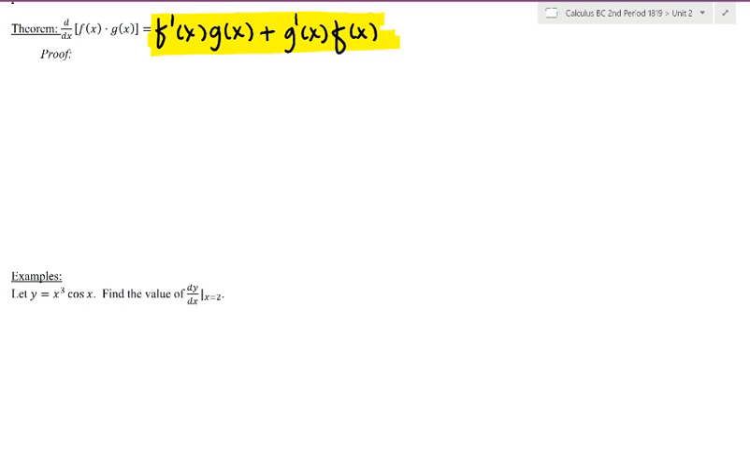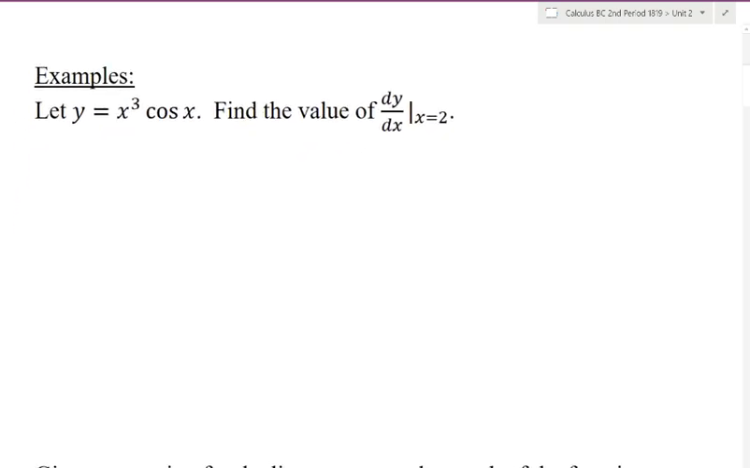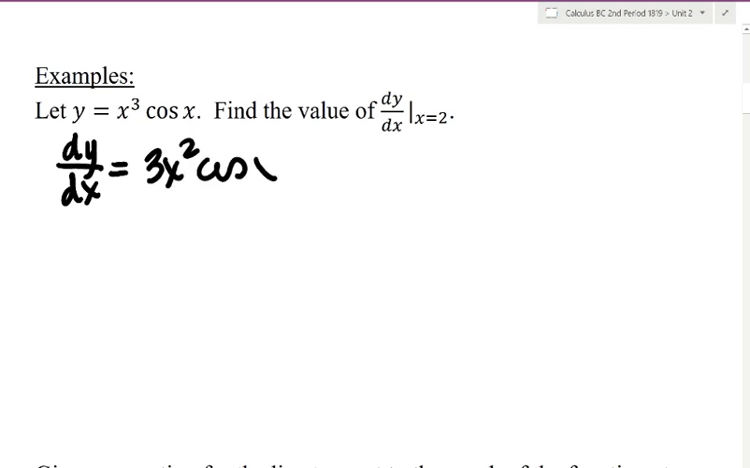Now, I usually recommend going with the easier of the two factors first when doing the product. But both of these are pretty easy, so it doesn't really matter which one to choose. I'll start with x to the third. I know that the derivative of x to the third is 3x squared, so I'll start with that, and I'll leave cosine x the same. I'm going to add in, leave x to the third the same, and then take the derivative of the second one. The derivative of cosine is negative sine.